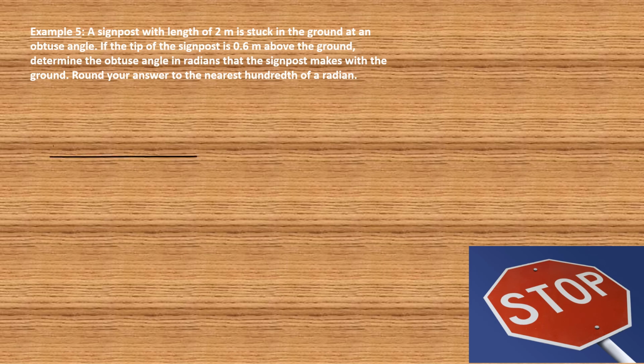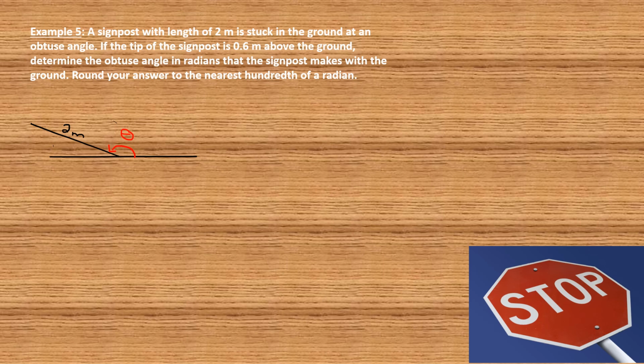So that line is the ground. We'll say that's the ground, and then I have to put in the signpost at an angle. Well, I'm not going to measure the angle. I'm just going to draw in the signpost. Okay, let's say that's the signpost there. So the post is 2 meters there. And here's the obtuse angle. Obtuse means greater than 90 degrees. So my obtuse angle is this one here. That's the obtuse angle. That's theta.